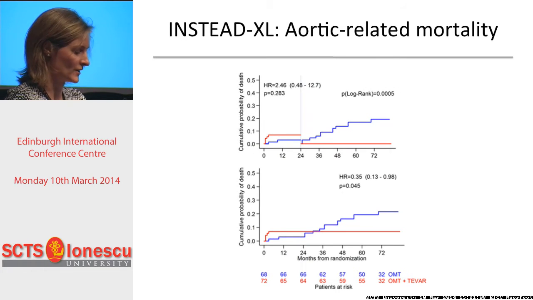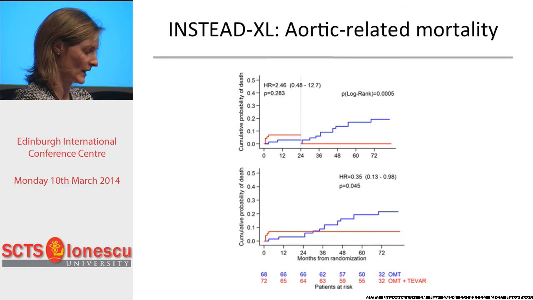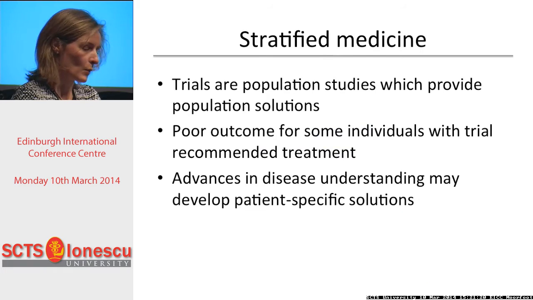This slide is organised in the same way, and you can see that there is actually a difference in aortic-related mortality at 5 years when you compare optimum medical therapy and stent graft treatment. But one of the problems with this type of evidence is they are trials which are by definition population studies and therefore provide population-based solutions.